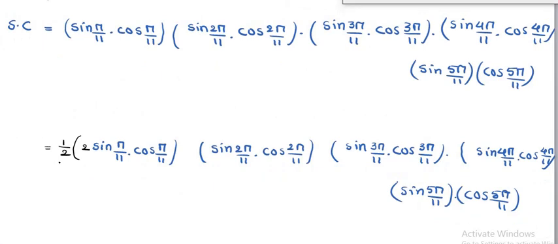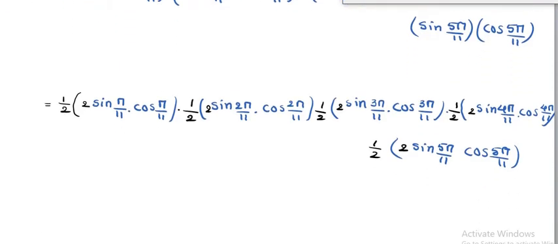So next observe: 1 by 2 into 2 sin pi by 11 cos pi by 11. Same, 1 by 2 into 2 sin 2 pi by 11 cos 2 pi by 11. Same, 1 by 2 into 2 sin 3 pi by 11 cos 3 pi by 11. 1 by 2 into 2 sin 4 pi by 11 cos 4 pi by 11. 1 by 2 into 2 sin 5 pi by 11 cos 5 pi by 11.